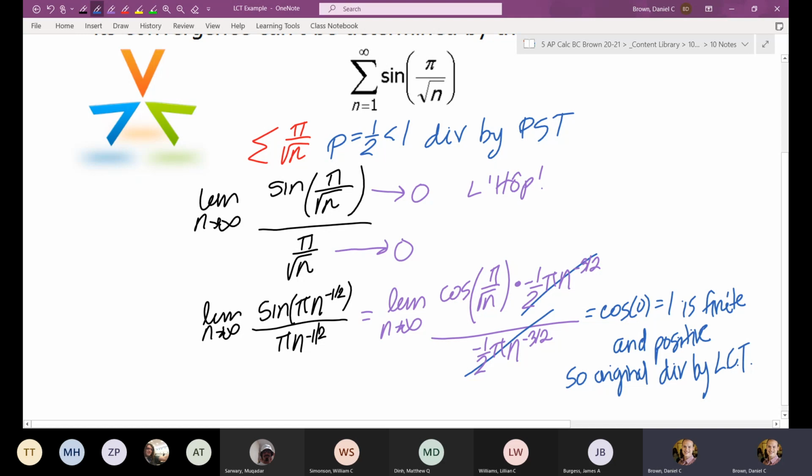Now, if we had gotten something like 0 for D and E, then you would have to try a different test. And the next option going down the list would probably be something like the ratio test. But thankfully LCT worked for this one. Questions on that problem?